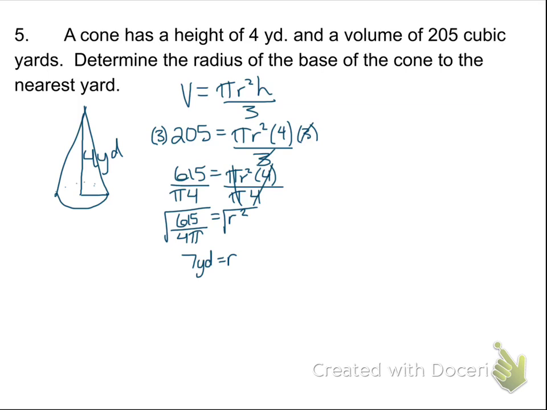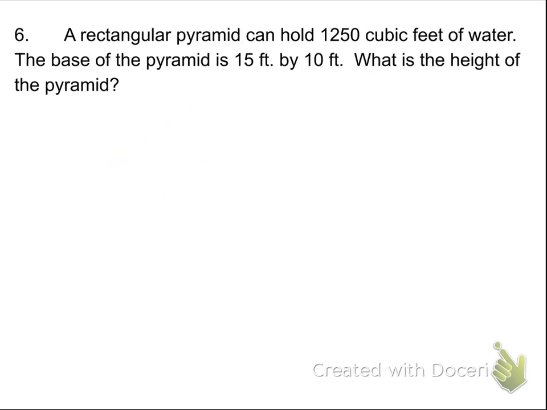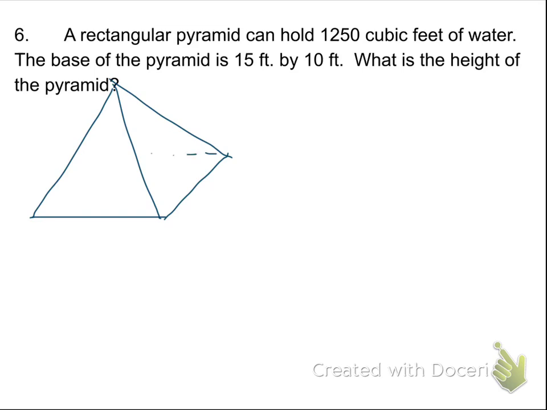All right, so you should be able to work with these formulas to either calculate the volume or work backwards to find any one unknown dimension. So this last question is again a working backwards one, but this one's with a pyramid. A rectangular pyramid can hold 1,250 cubic feet of water. The base is 15 by 10. What's the height? So the premise is the same. We've got a pyramid. This time we know what the volume is, but we do not know what the height is.